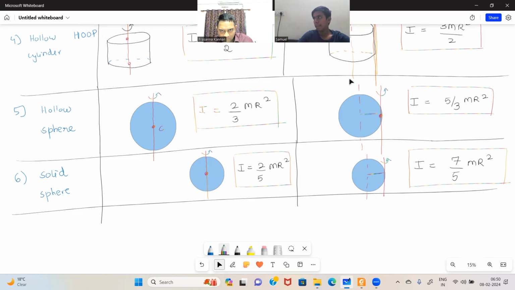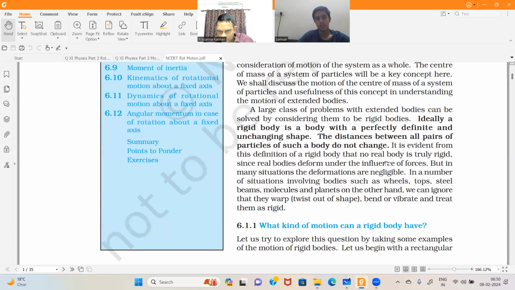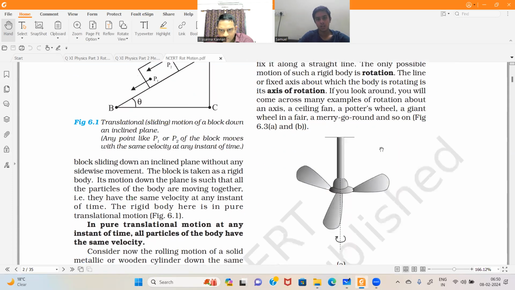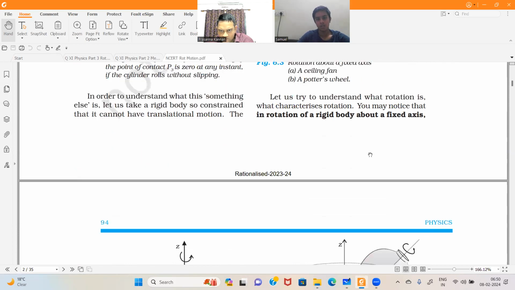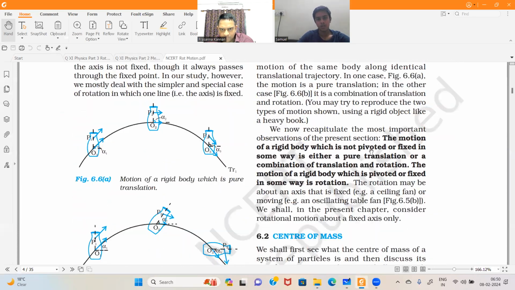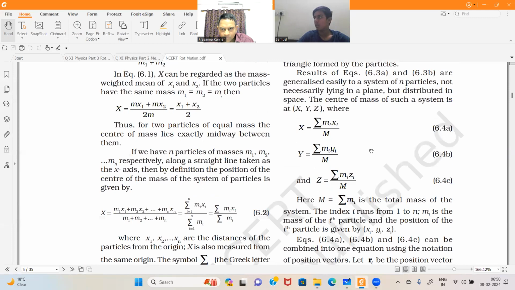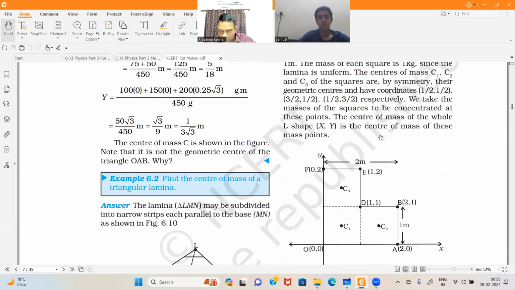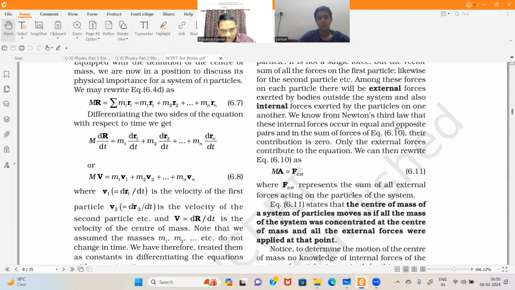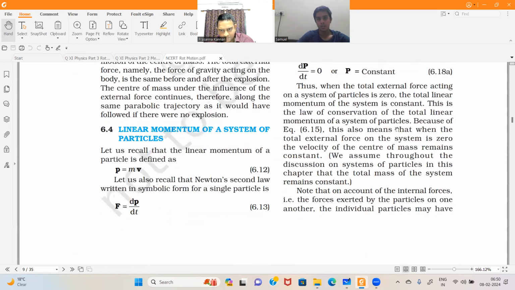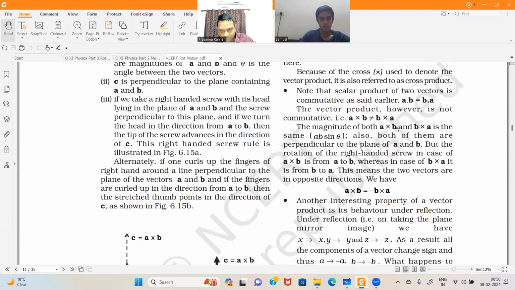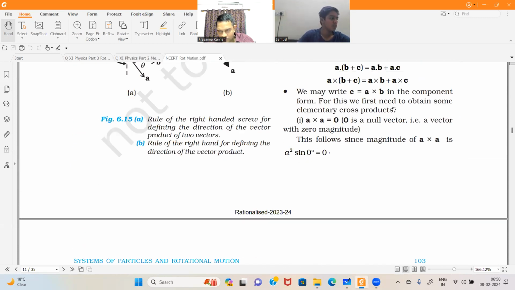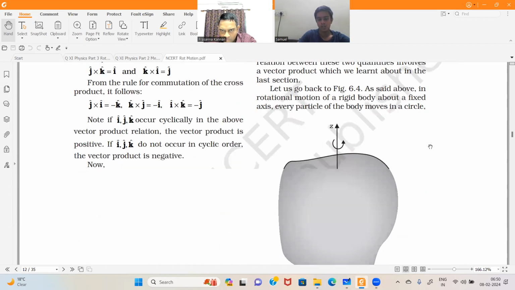Any doubts, Samuel? No, sir. Okay. So please read through this chapter. Give it a good amount of importance. Go through all the theory part. I'll give you the formula for center of mass. We are going to do a couple of questions on this because you have those equations. Then information about cross product is given. Already we have discussed that, AB sine theta, right? So go through that also.